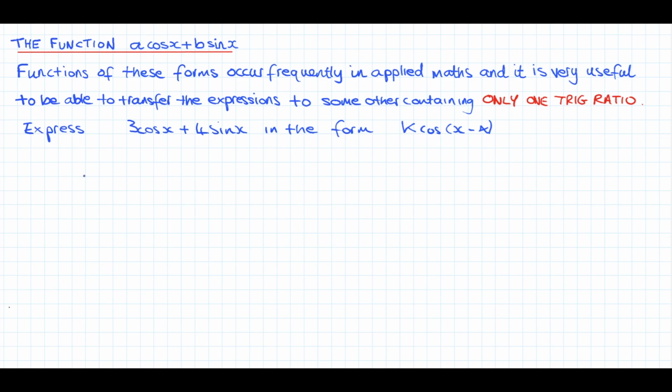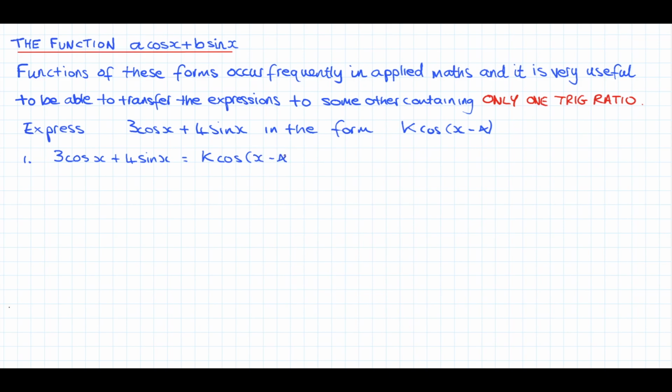We are being asked to express 3 cos x plus 4 sin x in the form k cos(x minus alpha). In other words, we're taking a function that contains two trig functions and we're going to write it in terms of only one. It's a typical exam question. So the first thing we would do is to make it equal to that. 3 cos x plus 4 sin x is equal to k cos(x minus alpha). So we're saying these two things are equal.